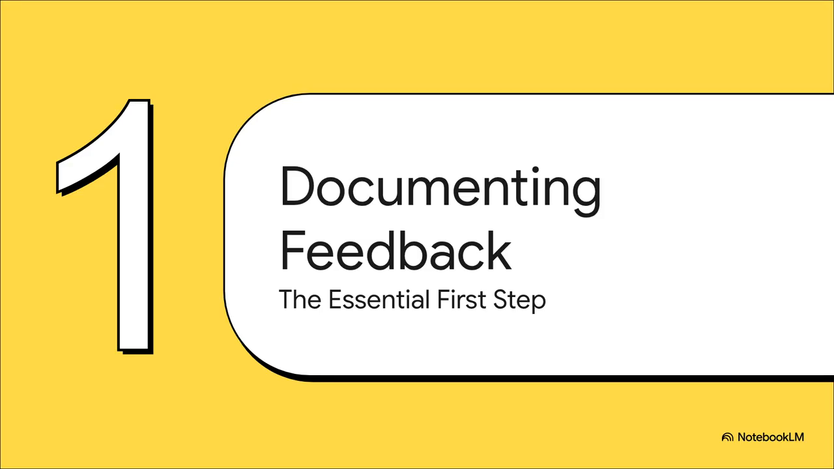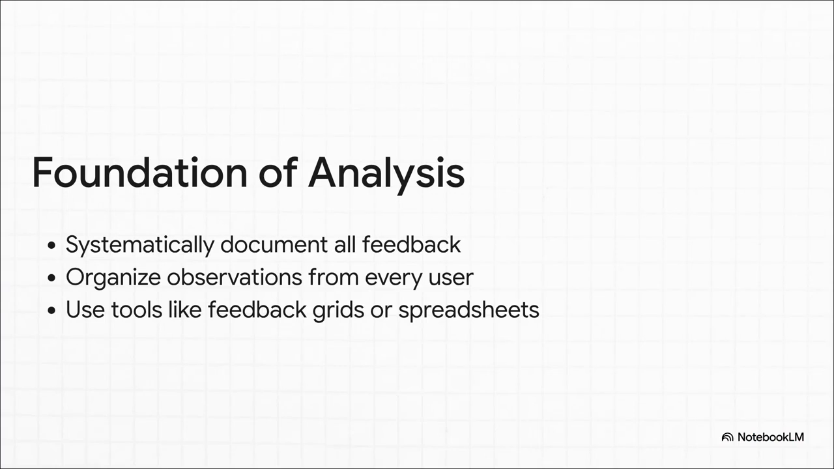Now, I know it sounds super basic, but trust me, getting organized is the bedrock for everything else that's going to follow. Look, before you can spot any patterns, you absolutely need a single source of truth. This just means systematically documenting every single piece of feedback. It doesn't matter if you're using a fancy feedback grid or just a simple spreadsheet. The goal is to get all of your observations into one organized place.